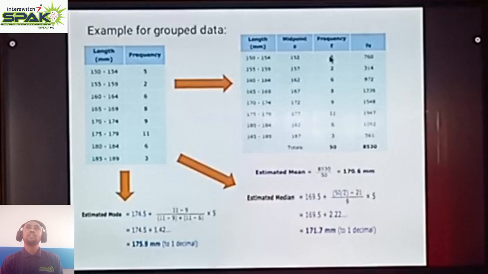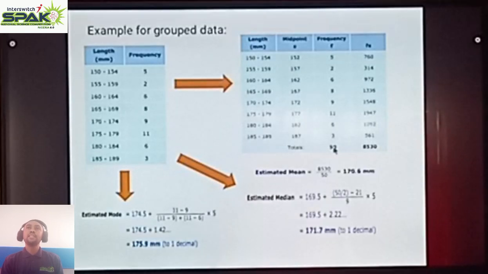And don't forget the frequency was given, so we have the frequency here. Then multiply the midpoint and the frequency. When you multiply each row, 152 times 5, you have 760. 157 times 2, we have 314, and so on and so forth. You get all these values for the fx column. Then adding up all the values there, we have 8,530. Don't forget that the sum of frequency is 50.